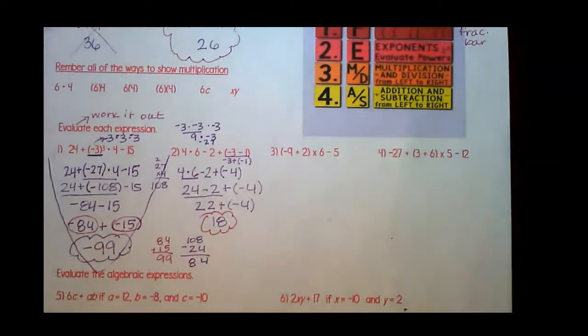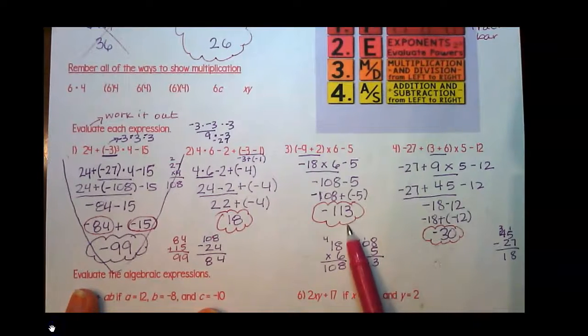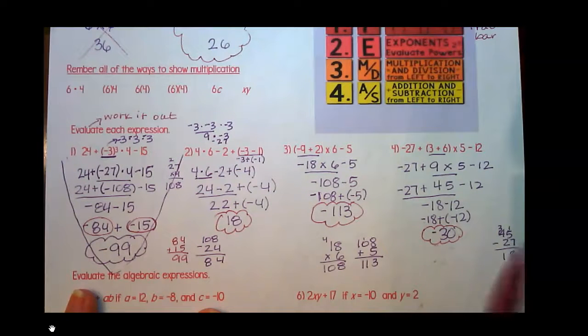All right, I'm going to let you do the next two. Pause the video, come back in just a little bit. Welcome back. Hopefully you got negative 113 and a negative 30 for these two. If you didn't, pause the video, go back and check your steps.